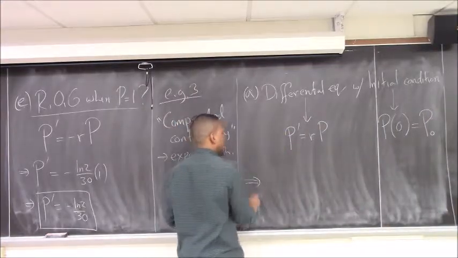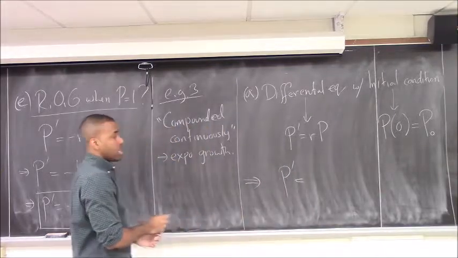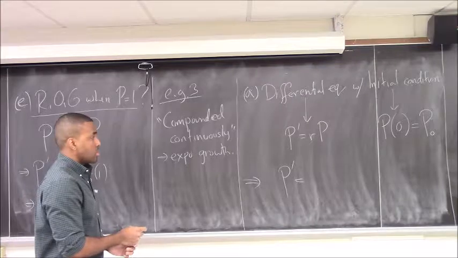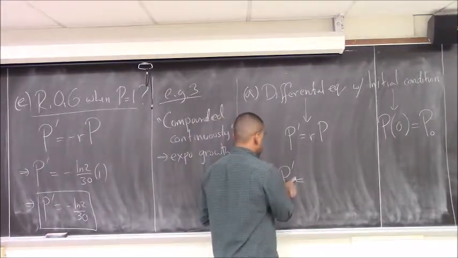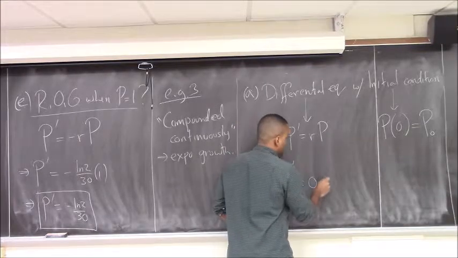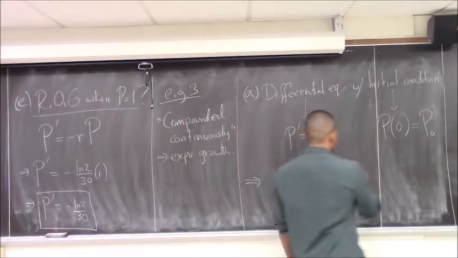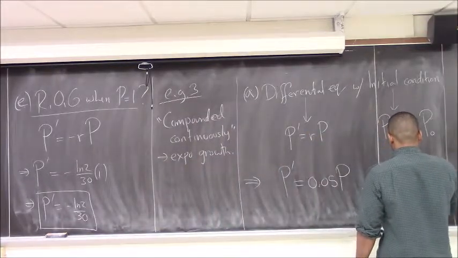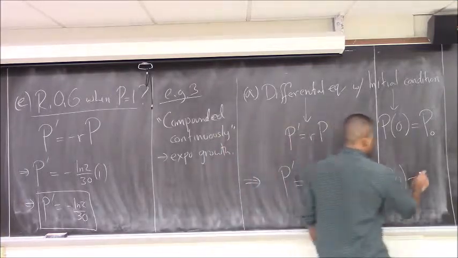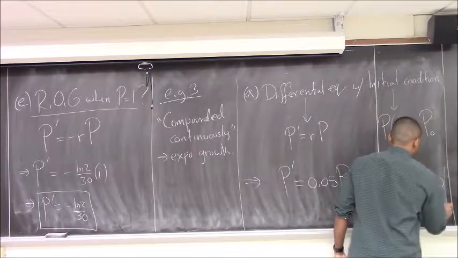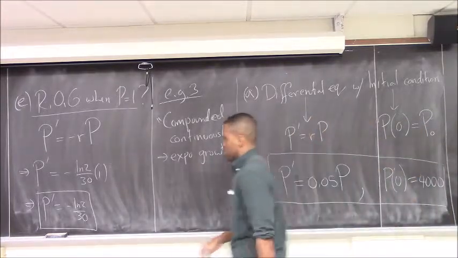So in this case, it's P prime equals, what is R? Is it the 5%? It's the 5%, but you write it as a decimal, so it'll be 0.05 times P, and that's your differential equation. And your initial condition says that at time equals 0, what is your amount? 4,000. So this is the differential equation with the initial condition.